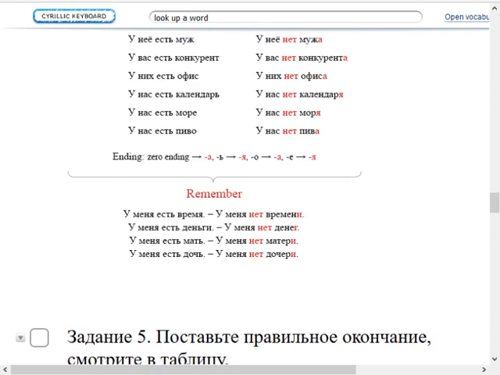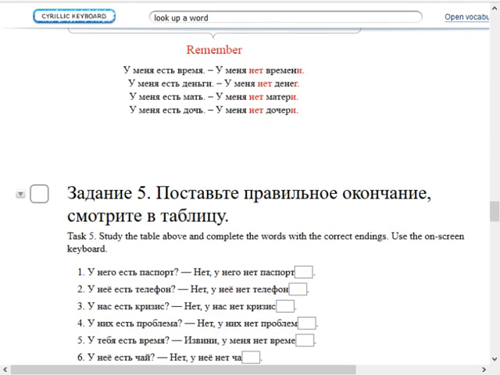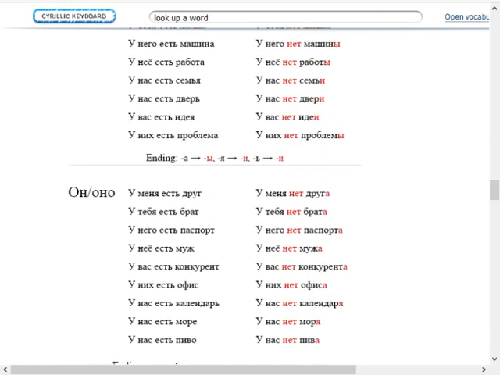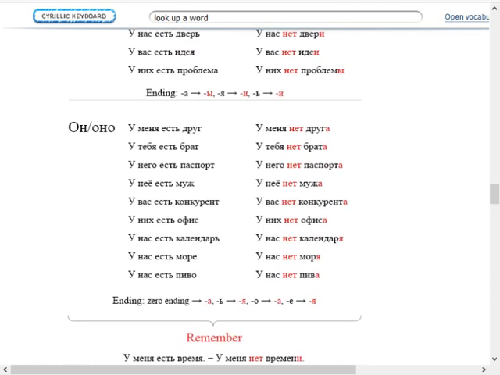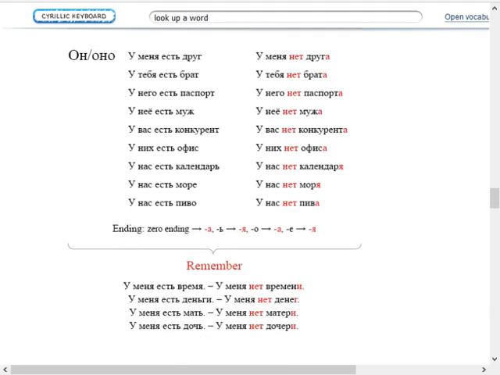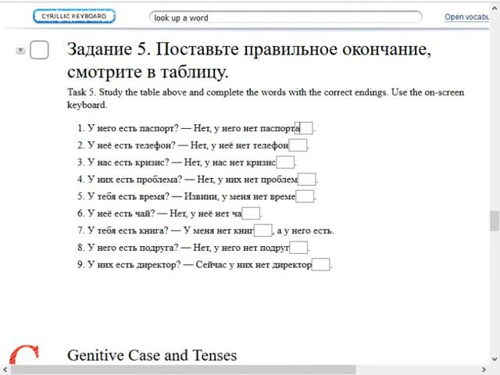But anyway, нет паспорт becomes нет паспорта. So у меня or у него нет паспорта. Let's go ahead and there we go. У нее есть телефон. Does she have a telephone? Нет, у нее нет телефон. I don't have telephone in this list, but things which end in a consonant get an A on the end, it seems like. So that would be нет телефона.